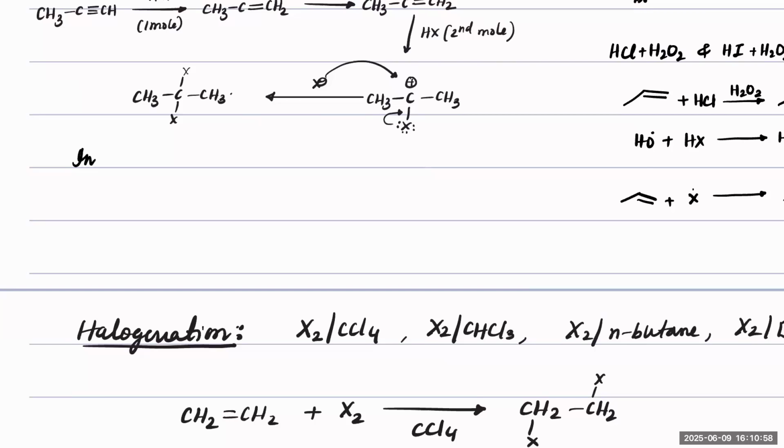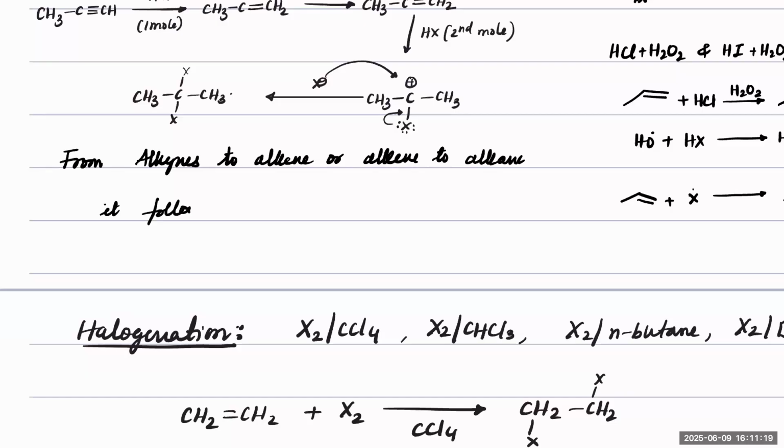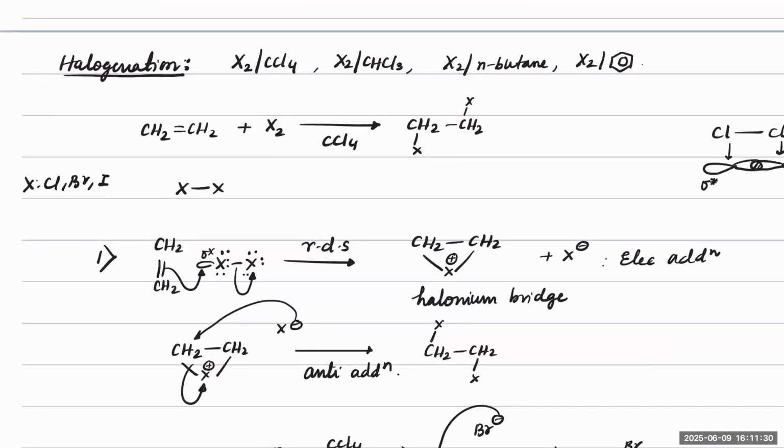From alkynes to alkene, or alkene to alkane, it follows Markovnikov addition only. Done. Let's see the next one.